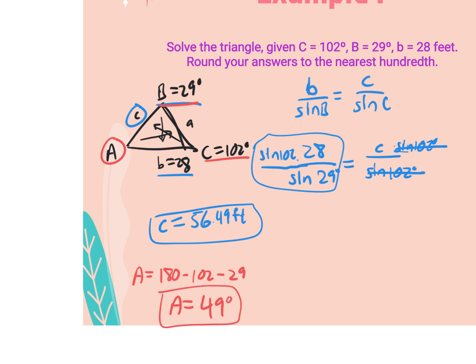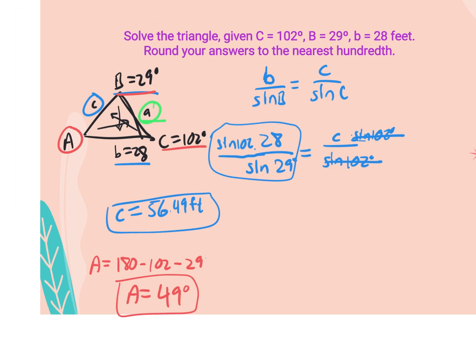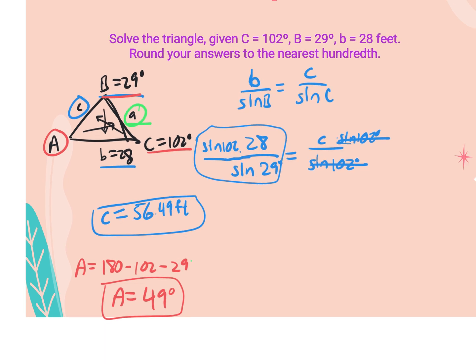Now let's look at what we have. I have an angle that I just found, and I found a side. We want to find one more side, and that's going to be side A. I don't know what side A is going to be, but we can use law of sines. We can use the same pair that we had originally, B and B. So I can do A over sine A is B over sine B. So A over sine of 49, which we just found, equals B over sine B, so 28 over sine of 29.